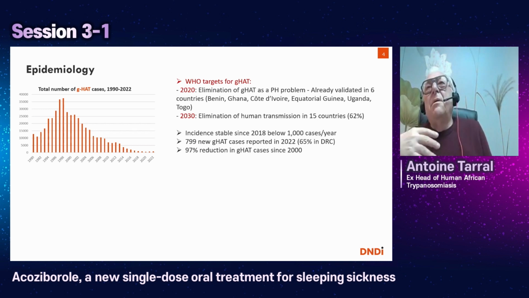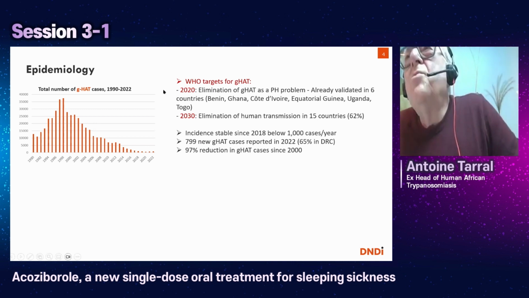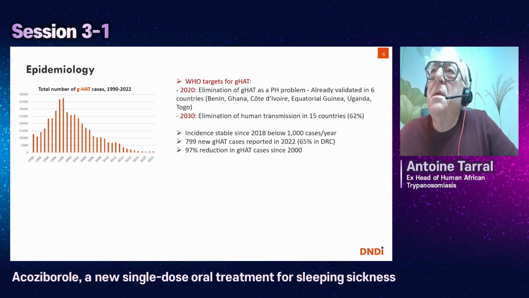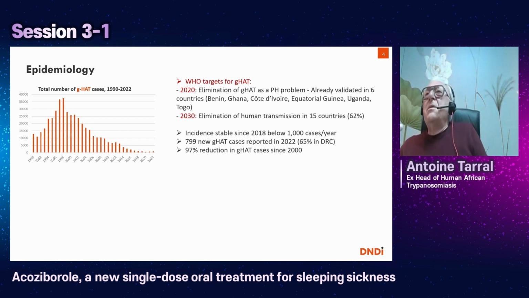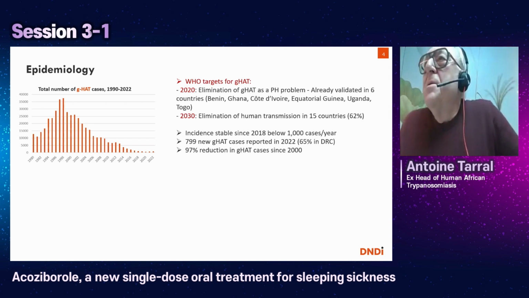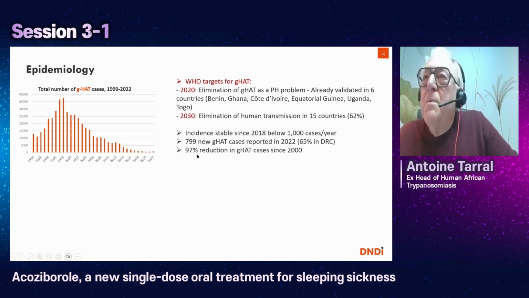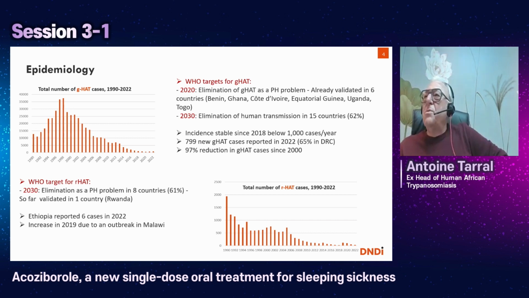Regarding epidemiology, you see here in this graph the huge decrease in the number of cases. This is due to the activity of WHO and the partners. In 2020, the target for the Gambiense disease was elimination as a public health problem. It was validated in 6 countries. And for 2030, the goal is elimination of human transmission in the 15 remaining countries. I will now present the input of Institut Pasteur in this elimination. The incidence is decreasing, and in 2020 we have more than 97% reduction from 2000 up to now.